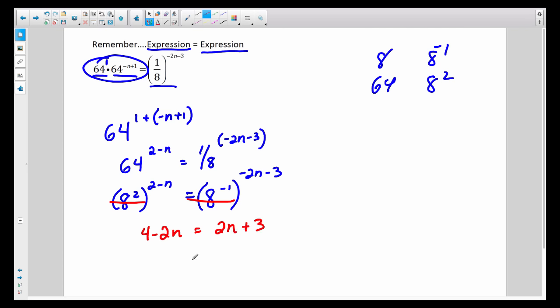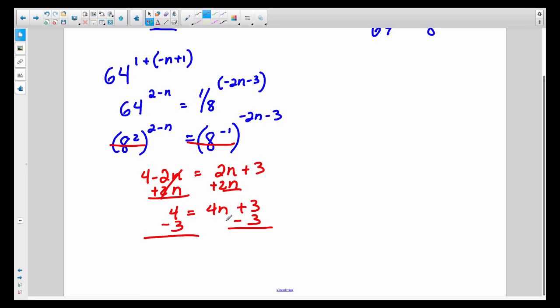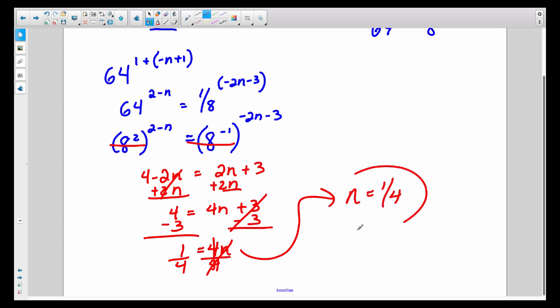Let's just solve for n. I'll add 2n to both sides. Again, I like to keep them positive. 4 equals 4n plus 3. Let's take away 3 from both sides. I'm running out of room. Hang on a second. Sorry about that. There we go. 4n is equal to 1. Divide by 4. Oops. Wrong way. Sorry. That's funny. I didn't mean to cross out the n. N equals 1/4. Look at that.